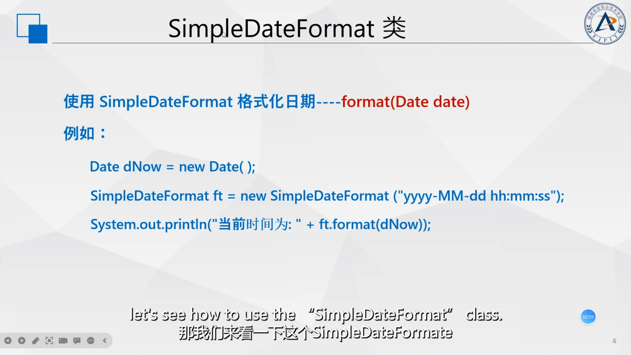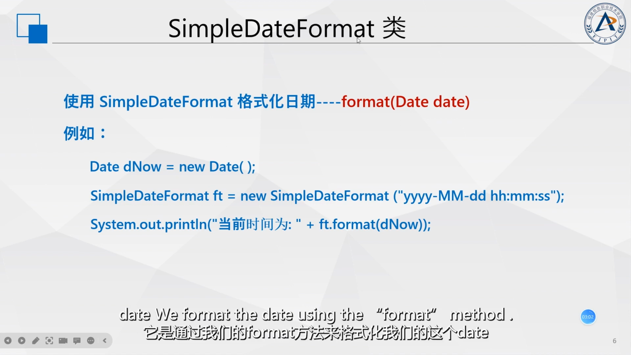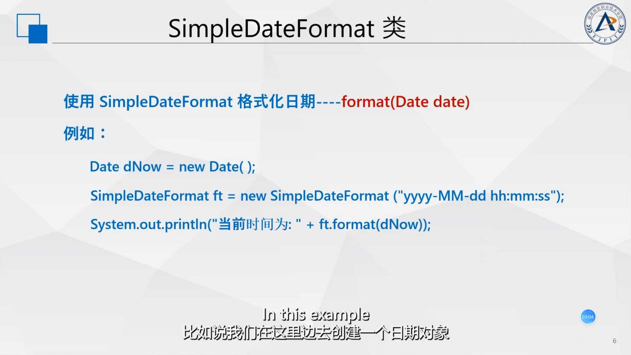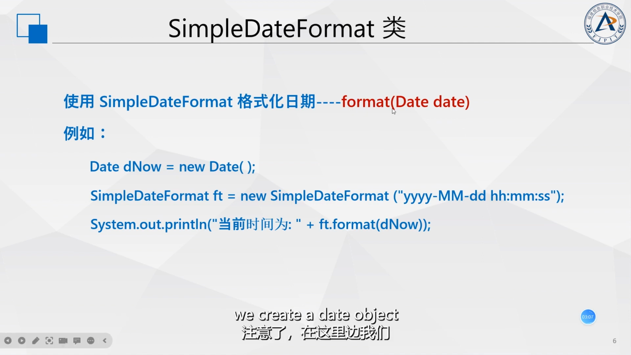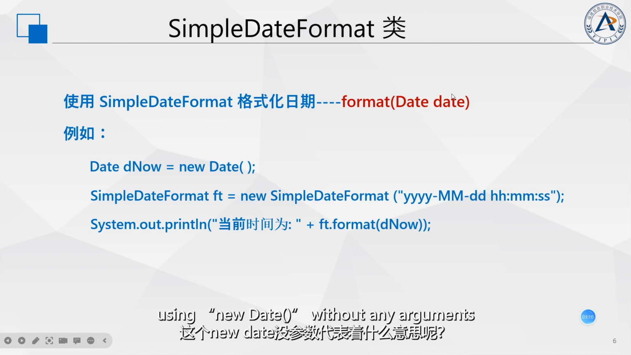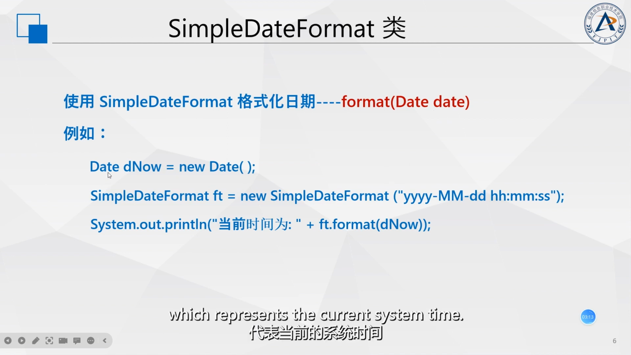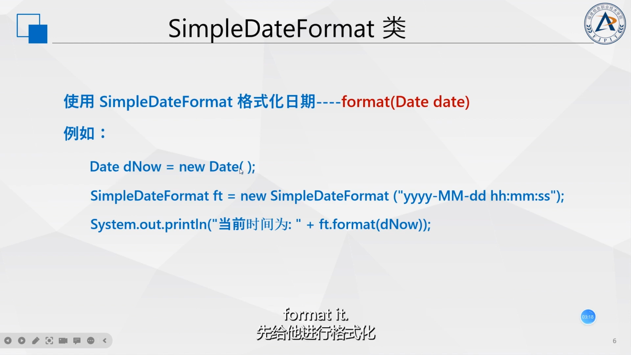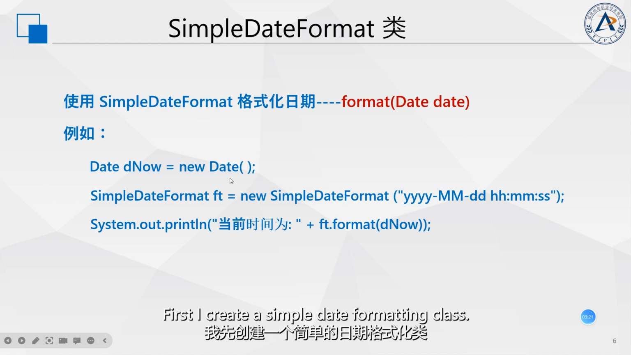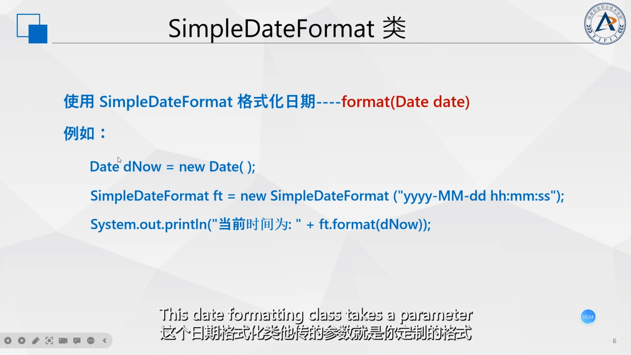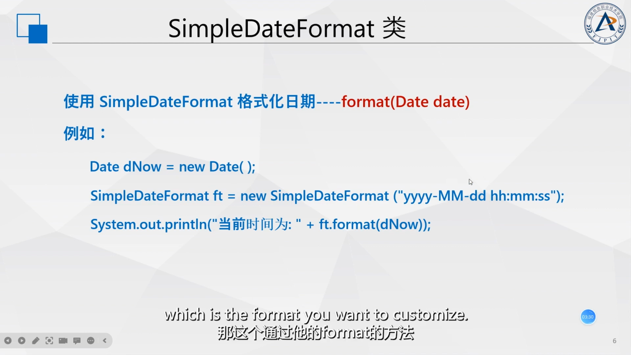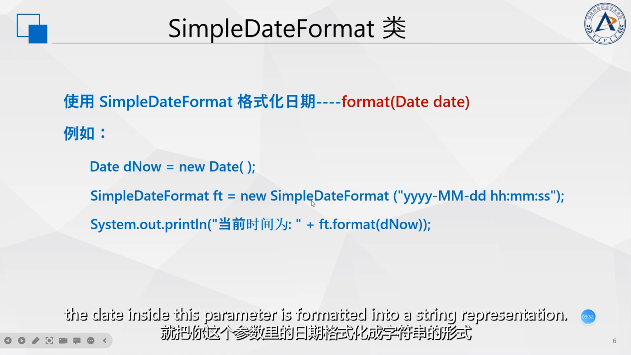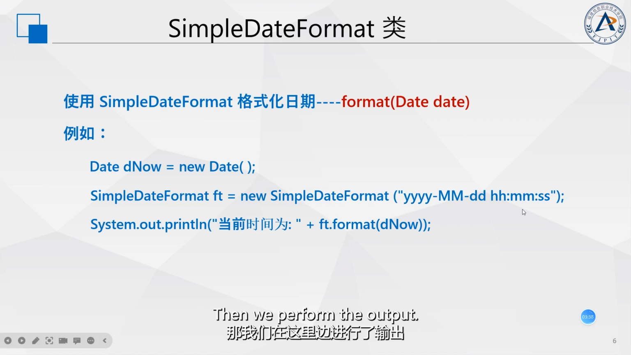Let's see how to use the SimpleDateFormat class. We format the date using the format method. In this example, we create a date object using new Date without any arguments, which represents the current system time. We can directly output this date, or first format it. Please take a look. First, I create a SimpleDateFormat object. It takes a parameter, which is the format you want to customize. By using its format method, the date passed in as the parameter is formatted into a string representation. Then, we perform the output.